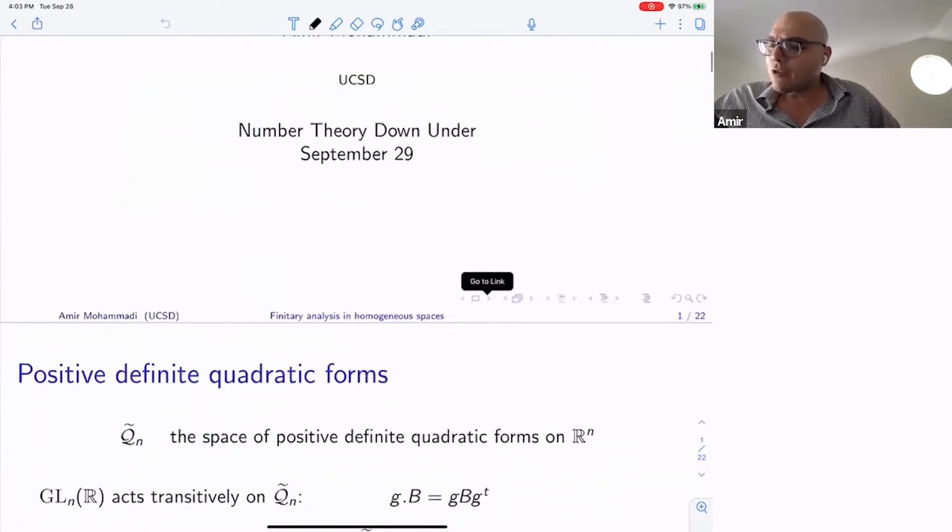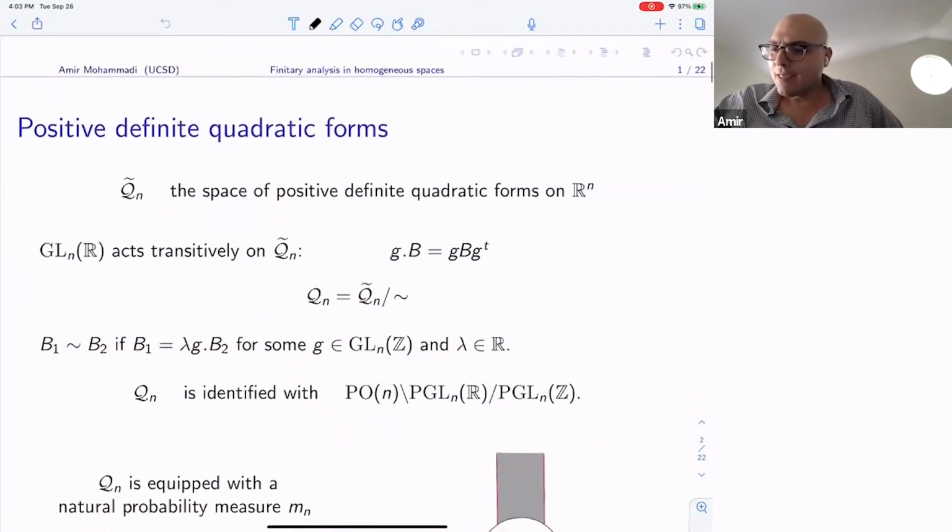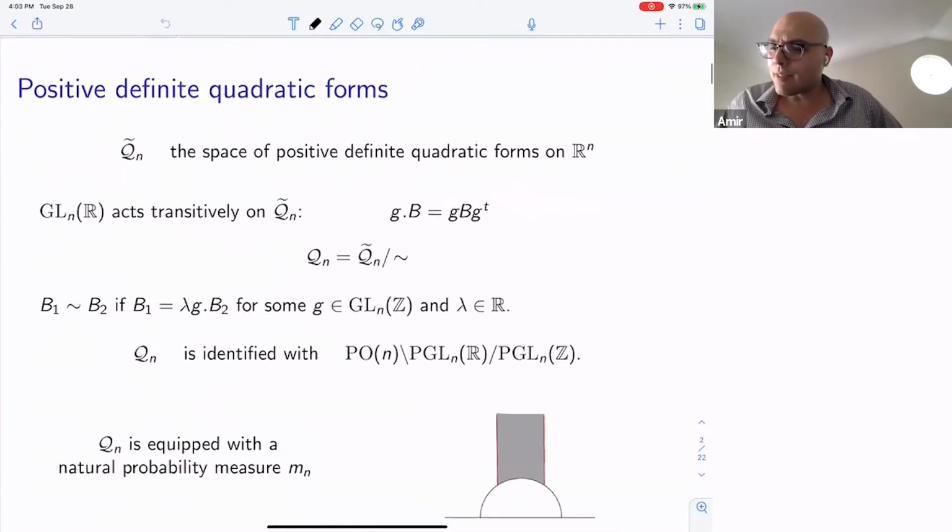I want to start with actually an application, even though it was dropped out of the title, and then somehow motivated with this application, I want to go back to homogeneous dynamics. So I want to study some equidistribution problem arising from number theory. So the space is going to be the space of positive definite quadratic forms.